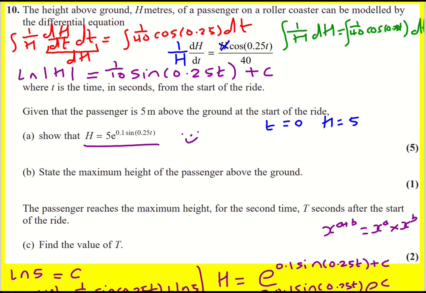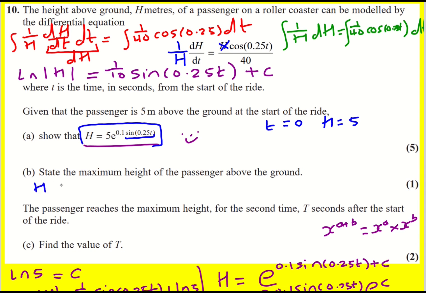State now the maximum height of the passenger above the ground. So we're looking for the maximum of this function. Well, you could look back at the derivative, dh by dt, set it equal to 0, and solve to find the value of t when there are maximums. It's actually going to be quite a lot. But in our case, we can just look at the function. In fact, sine varies between -1 and 1, so the maximum value is going to be 1.